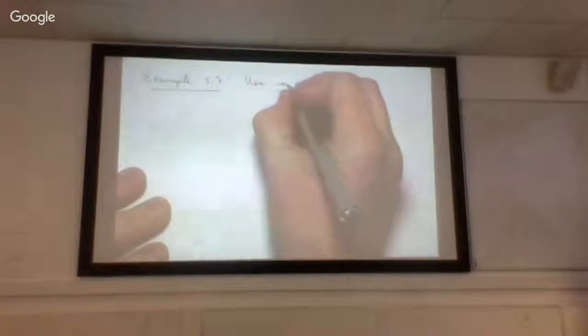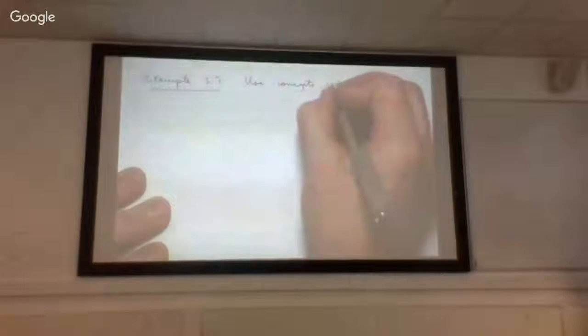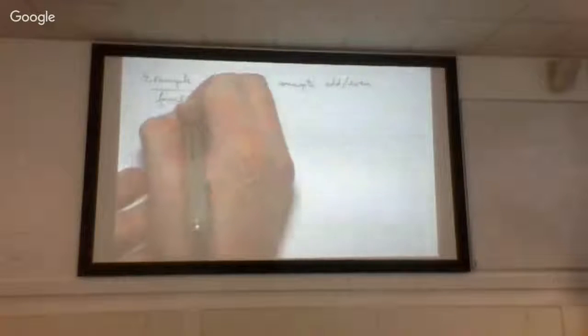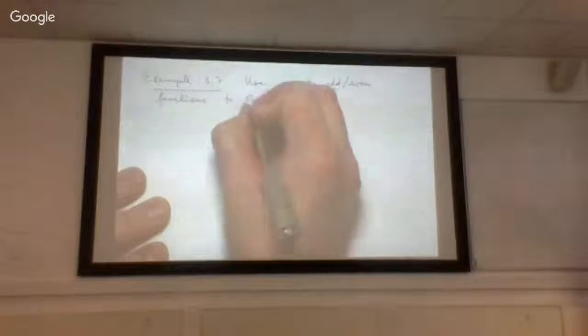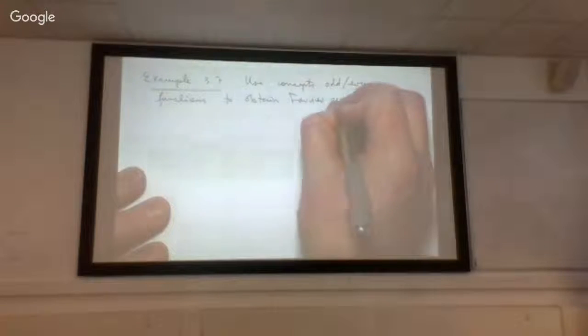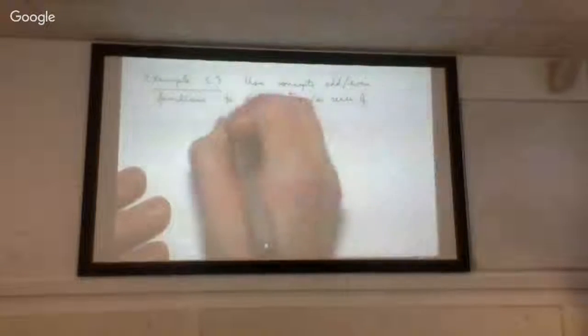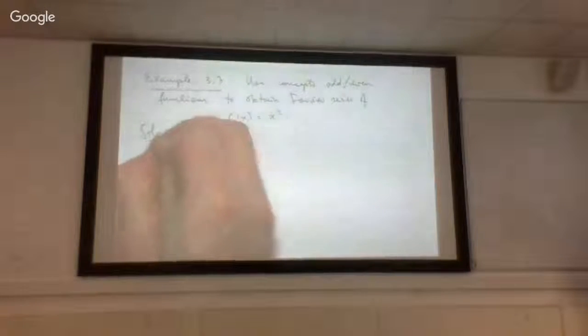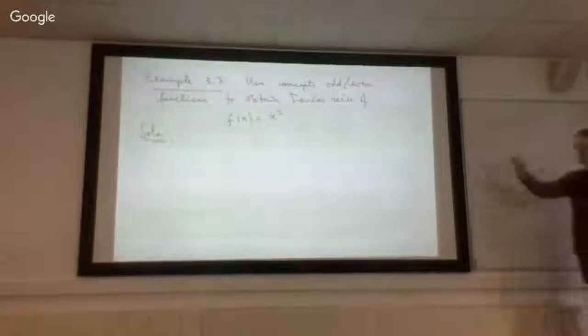So this will be to use the concepts of odd and or even functions to obtain the Fourier series of the function f of x equals x squared. I don't think we've worked through this example before, but just to see it. So here's the solution. So first of all, can we classify this function?